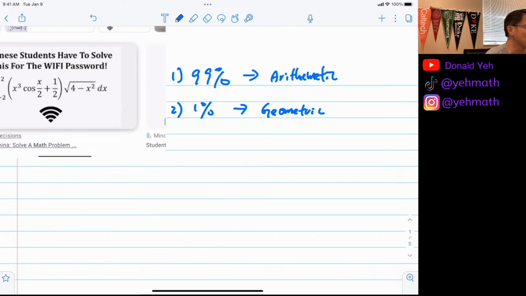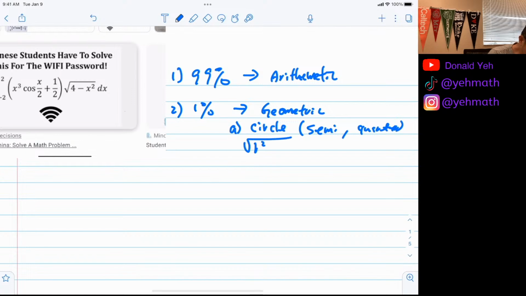Which two situations would you rather use geometric? I'm going to mention those two situations. First, if it's a circle or semicircle, circle, semi or quarter. So the format usually is r squared minus x squared, and it's definite, so let's say between negative a to a. So that is one situation.